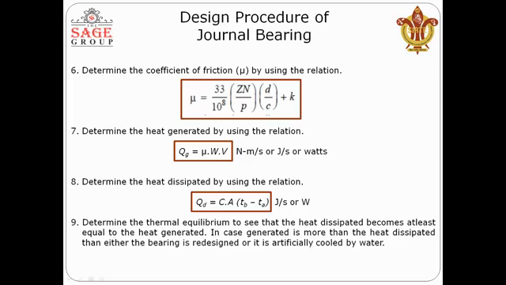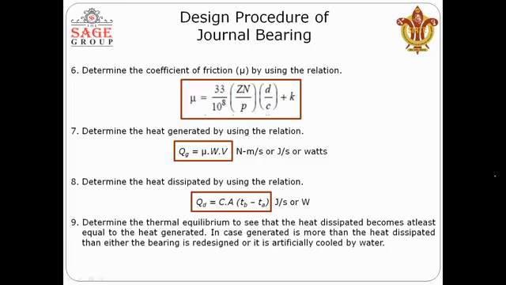Now, if we talk about the relation of our Qg, heat generated, then Qg is mu W V, where V is the rubbing velocity, which is given by pi D N by 60, where D is in meters. Fine. So from here, we will identify the value of Qg. We will get the heat generated.